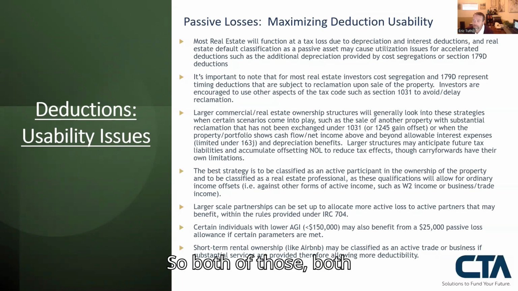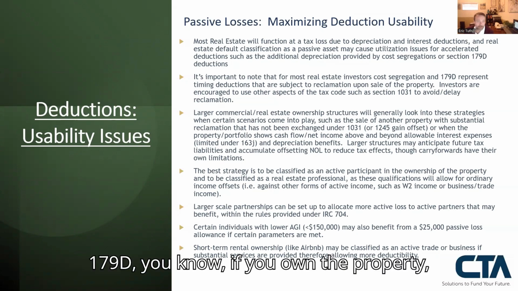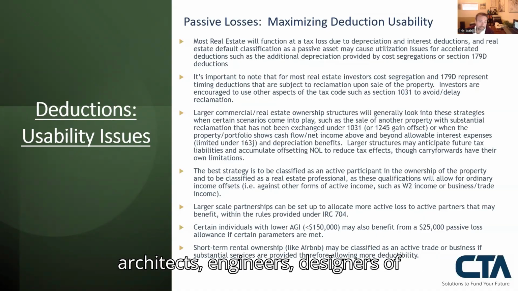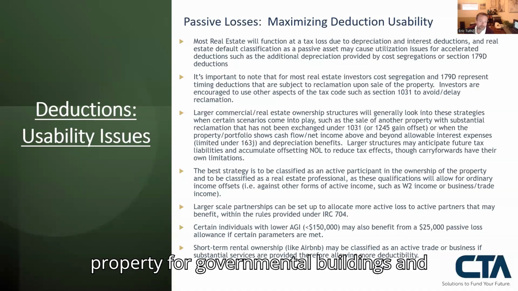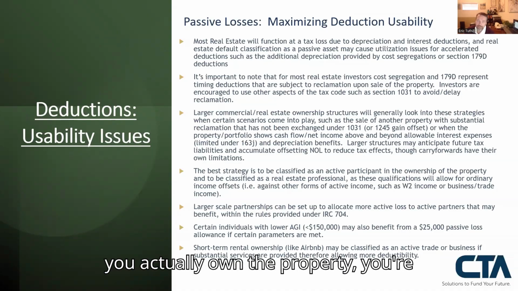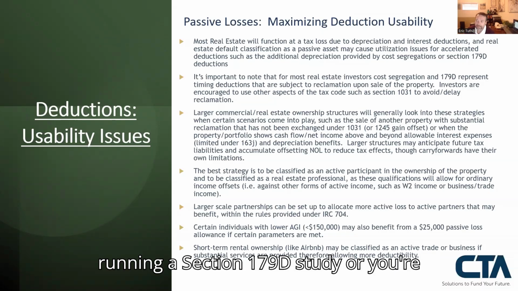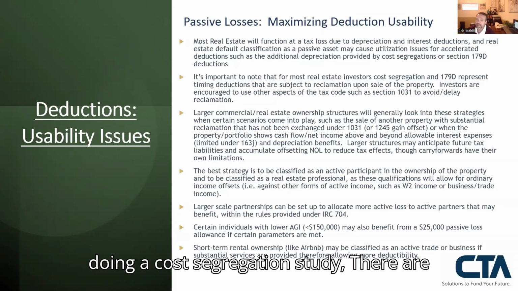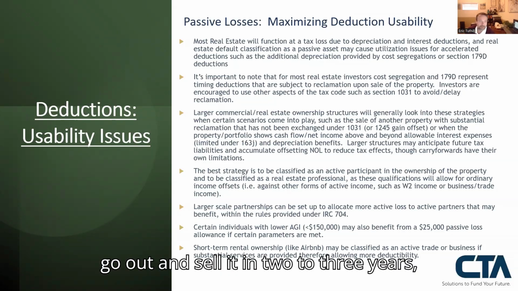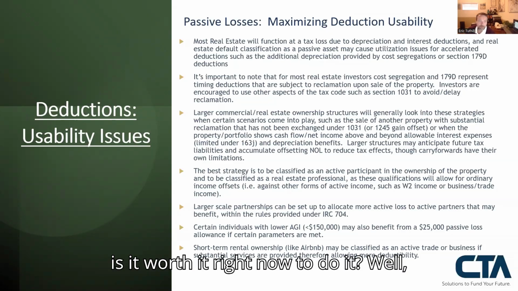So both of those, both 179D, if you own the property, right? And there's a unique exception for architects, engineers, designers of property for governmental buildings and stuff like that for Section 179D. But if you actually own the property, you're running a Section 179D study or a cost segregation study, there are timing deductions. If the guy is going to go out and sell it in 2 to 3 years, is it worth it right now to do it?